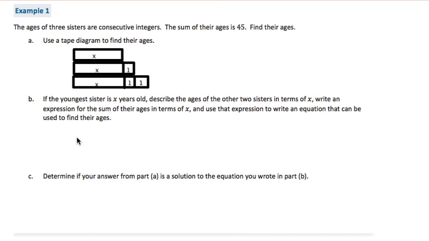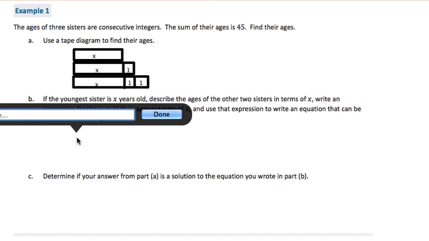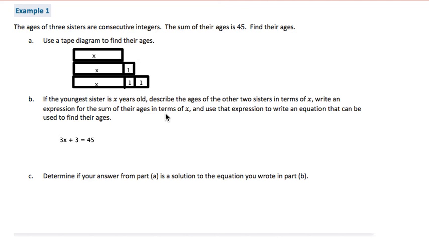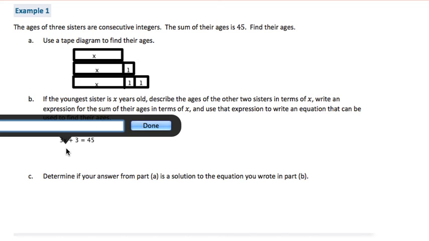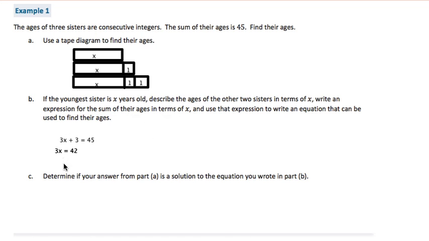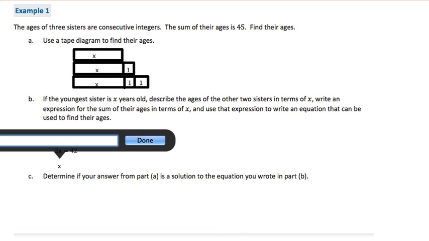We know that their sum is 45. So we're going to write the equation 3x plus 1, 2, 3 equals 45. And then we'll determine their ages from here. If we subtract 3, we'll get 3x equals 42. And then if we divide by 3, x will equal 14.